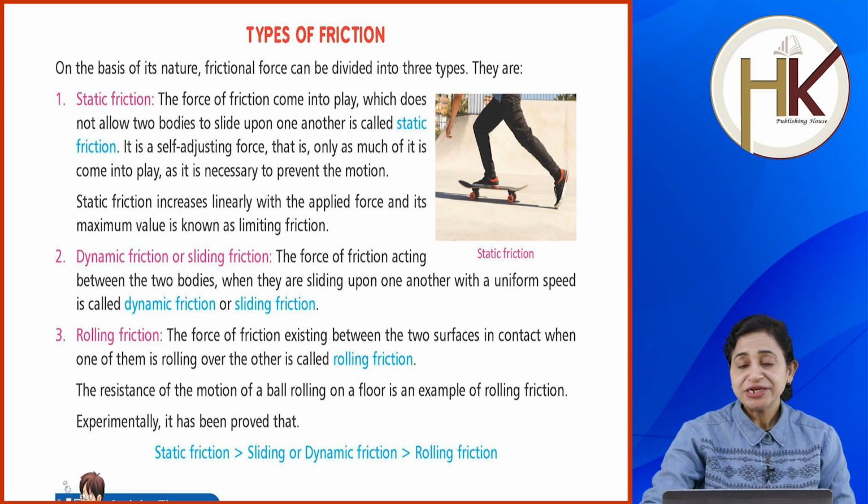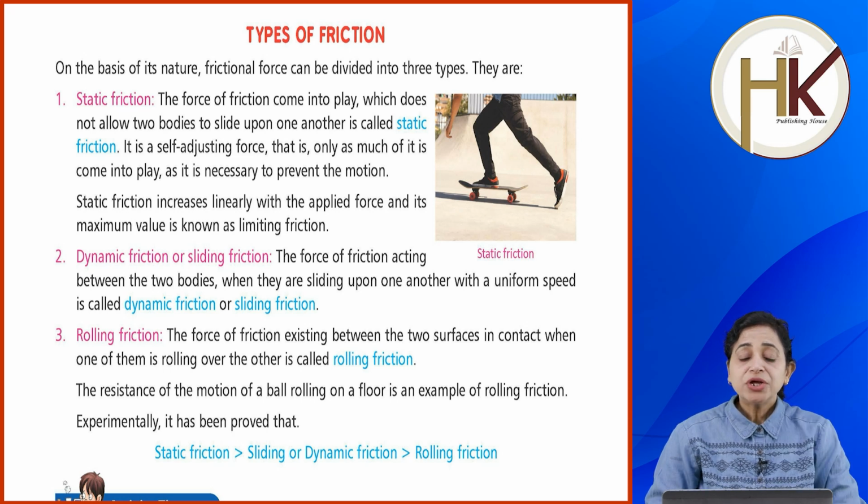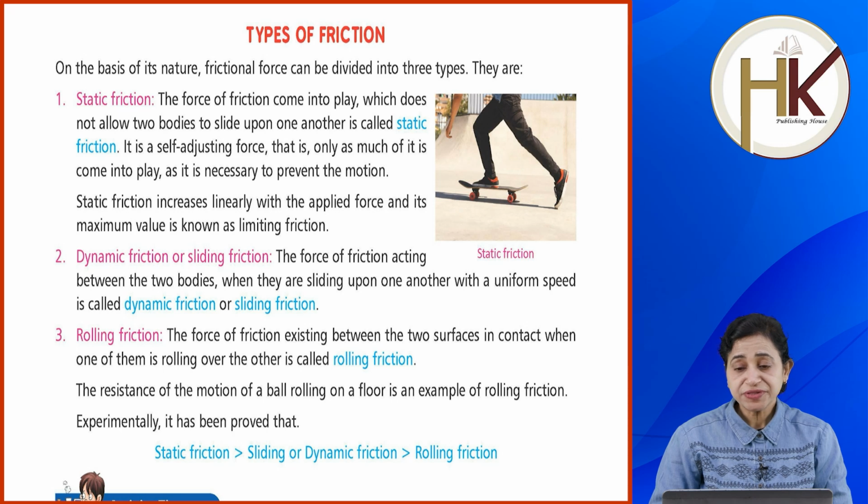Dynamic friction or sliding friction. The force of friction acting between two bodies when these are sliding upon one another with a uniform speed is called dynamic friction or sliding friction. Rolling friction. The force of friction existing between two surfaces in contact when one of them is rolling over the other is called rolling friction. The resistance to motion of a ball rolling on a floor is an example of rolling friction.